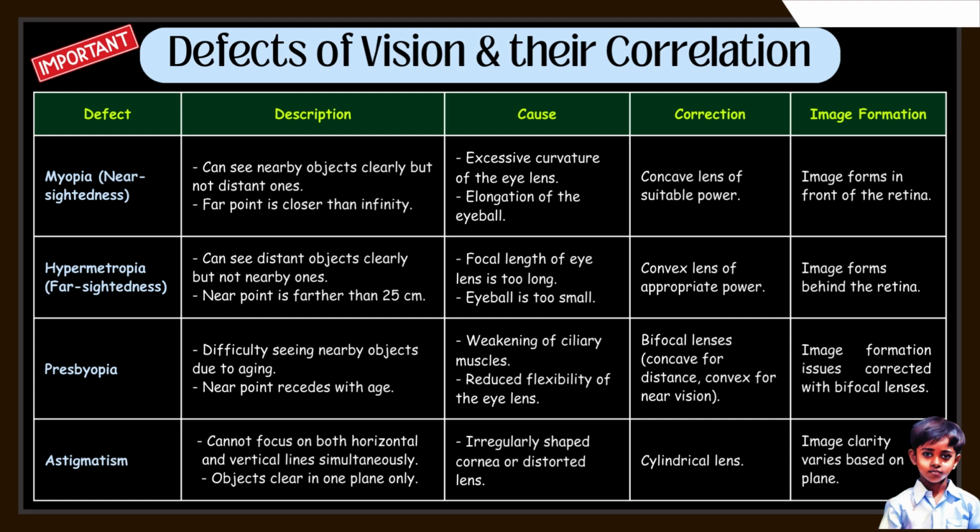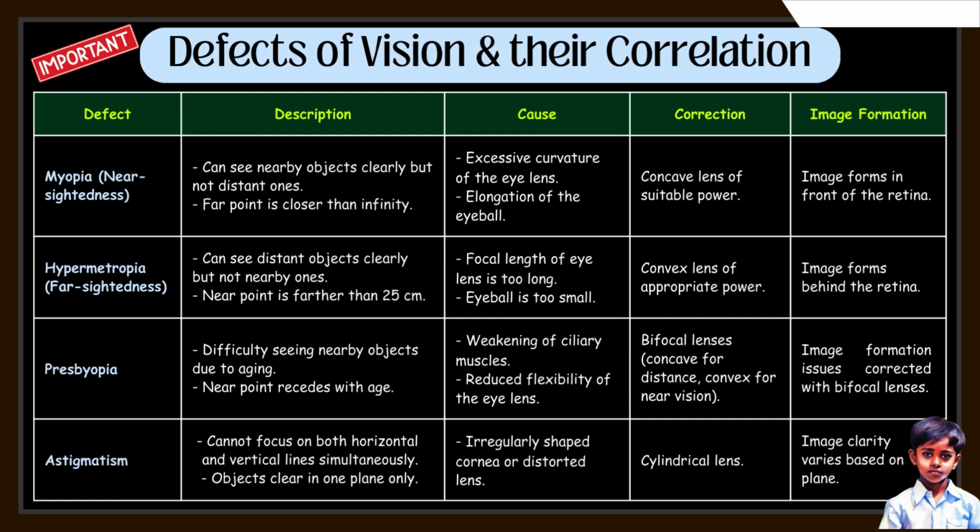The third defect is presbyopia, a common age-related issue. As people grow older, their ciliary muscles weaken and the flexibility of the lens reduces, making it harder to focus on nearby objects. The near point moves farther away, and the person may need to hold reading materials at a distance. To correct this, bifocal lenses are used, with the upper part for distant vision and the lower part for reading.